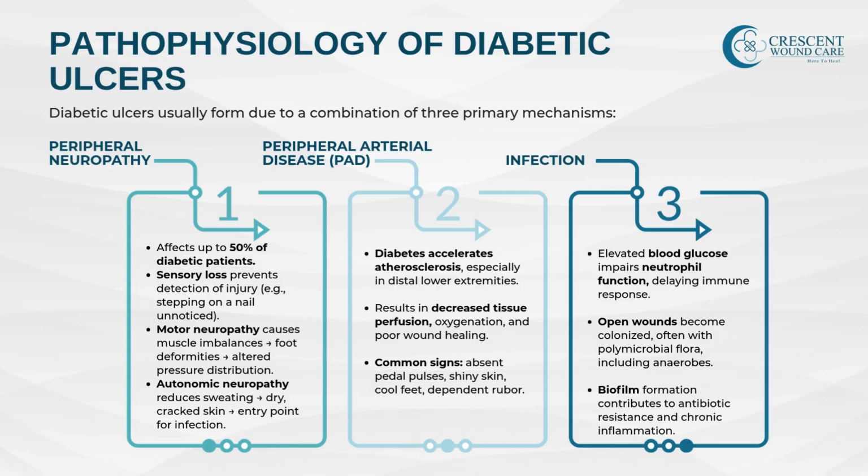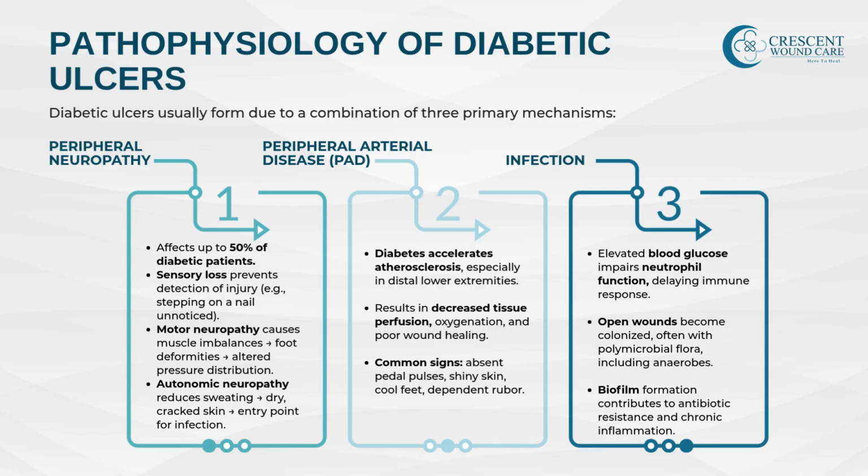3. Infection. Chronically elevated blood sugar impairs white blood cell function. As a result, even minor wounds can become infected quickly. Infections in DFUs often involve deep tissue or bone, osteomyelitis, and can be polymicrobial. If not addressed early, they can rapidly progress and necessitate hospitalization or surgical intervention.